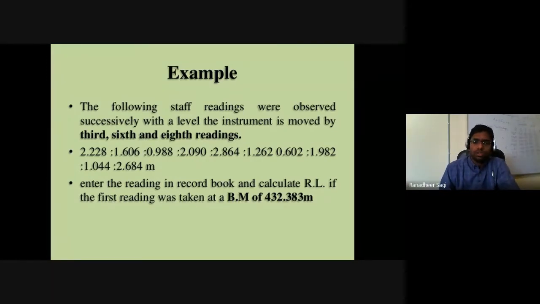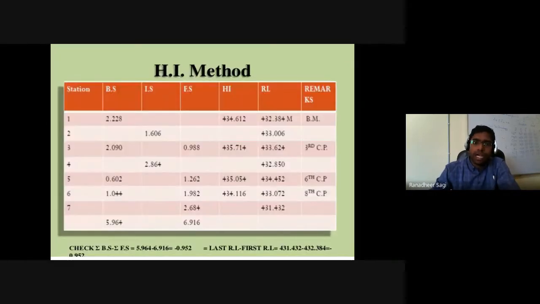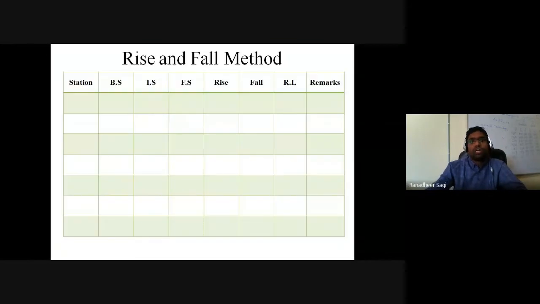you are also asked to calculate the RL values of all those respective points. We solved it based on the height of instrument method, and the same thing we'll also try to solve based on the rise and fall method. So based on the rise and fall method, how do we solve it? Let us try to understand it.